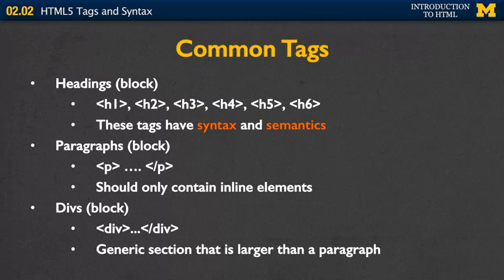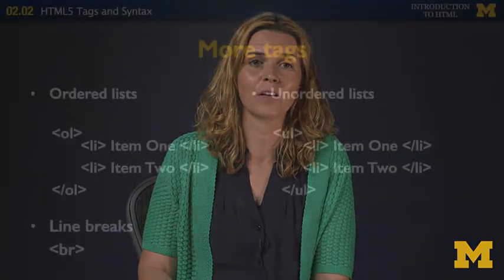Another common tag is the div tag. This is a generic section that tends to be larger than a paragraph, and it's related content that you would like to group together. Divs used to be the most popular tag. You would use a div for everything. The problem with divs is that there's really no semantic meaning behind a div. If you put a lot of them into your page, you're not giving your readers or users any extra information to let them know that this is a footer or a header or something along that line.